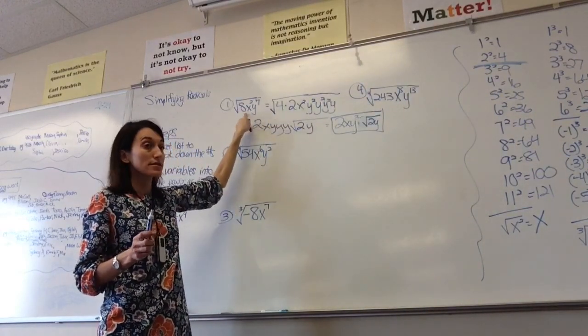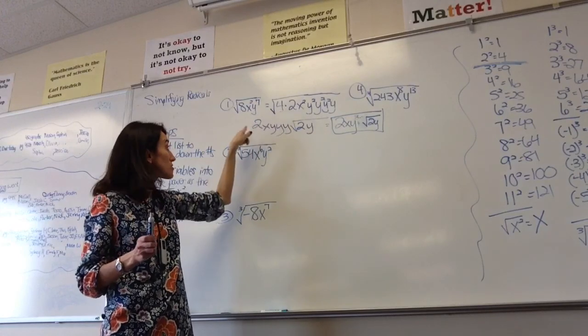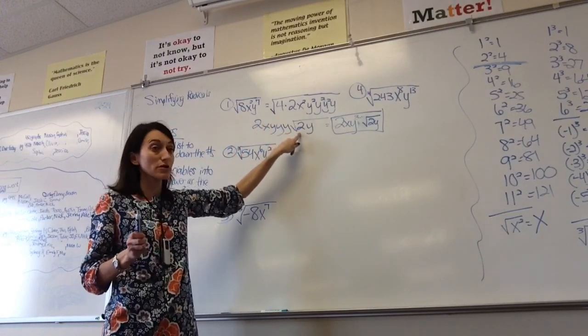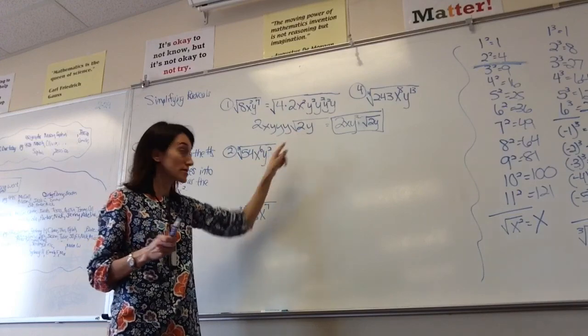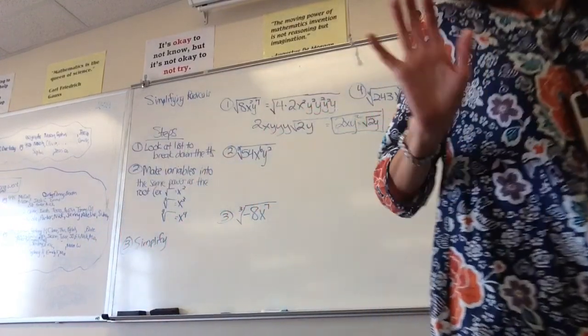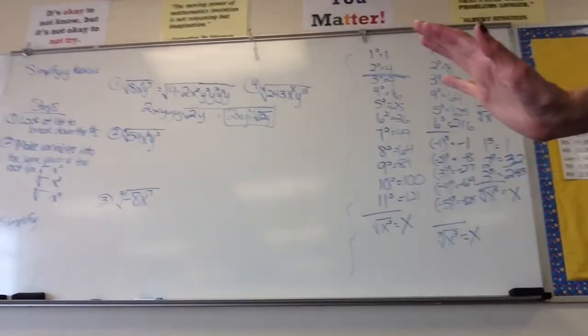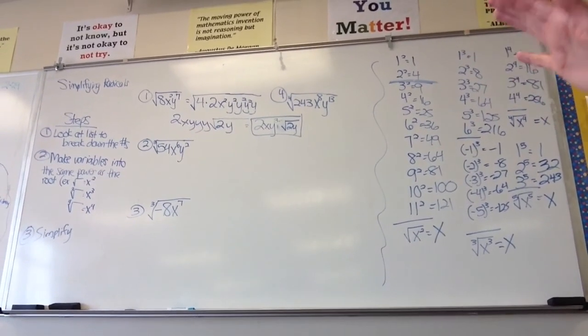8 is 8. Then we broke down the 4 because we know the square root of that. We don't know the square root of that, I gotcha. So it stays. Okay, it's going to be a little bit tricky until we get through a few more, guys.